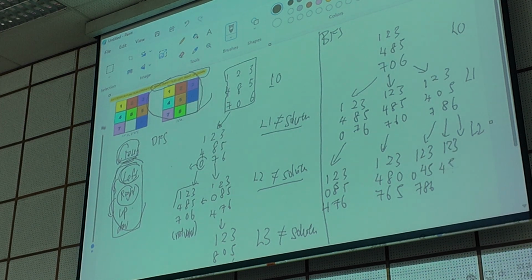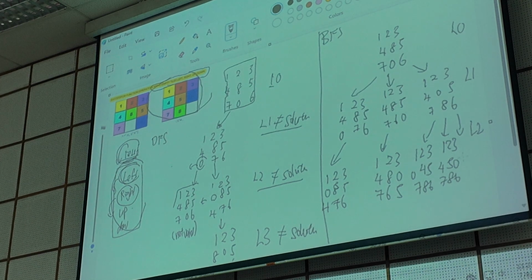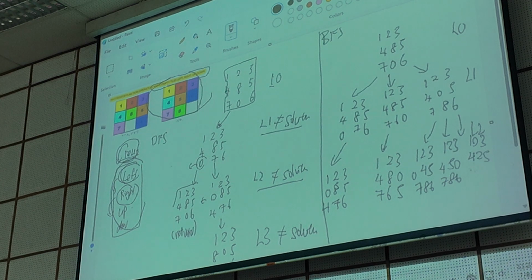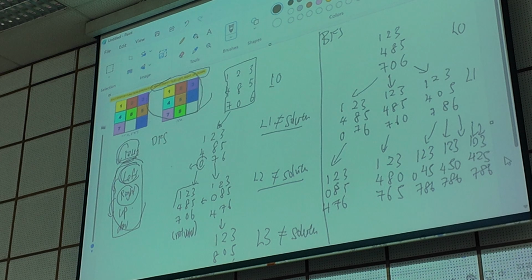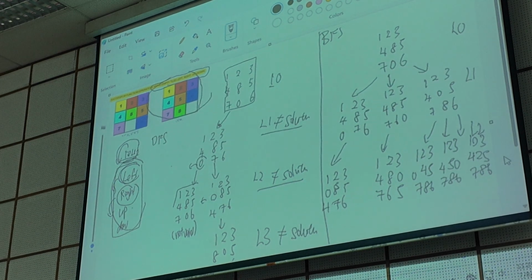And move to the up. Okay. Still no solution, then you continue. Continue the level 3, level 4, level 5 until you get the solution.